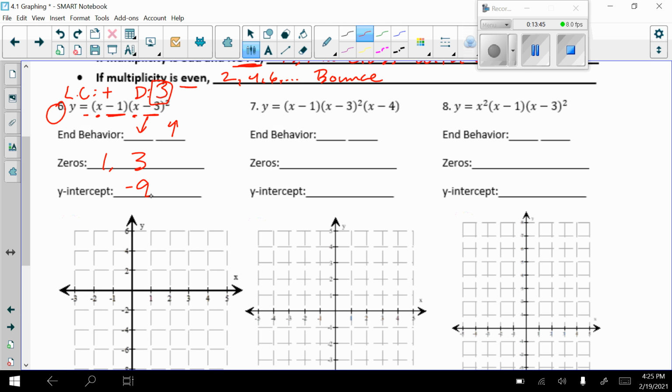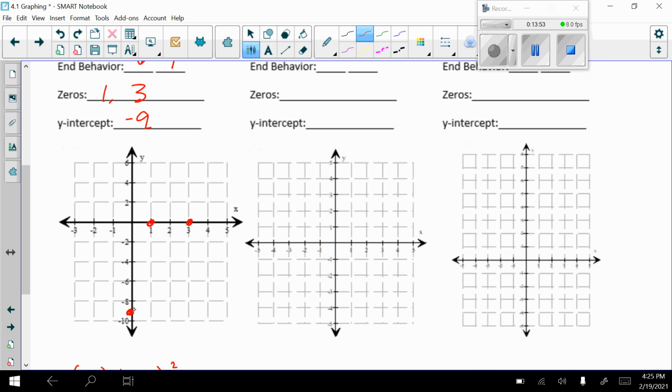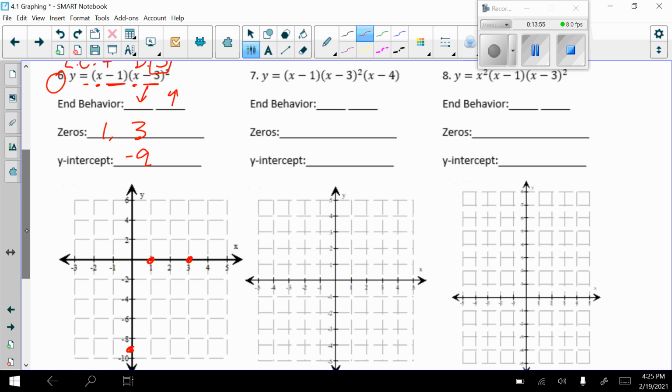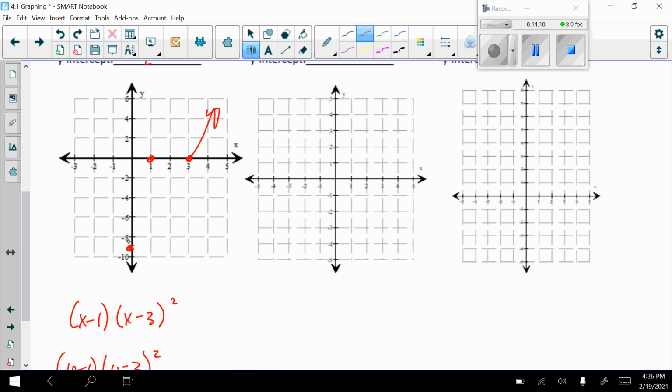I got everything I need to graph this. Okay? Let's plot the zeros. I'm at 1 and 3. And my y-intercept is down here at negative 9, which is right up there. And in end behavior, I go up to the right, and from the left, I'm going down, okay? From the left, I'm going down. So that is moving down from the y-intercept, which is okay. So there's my end behavior there.